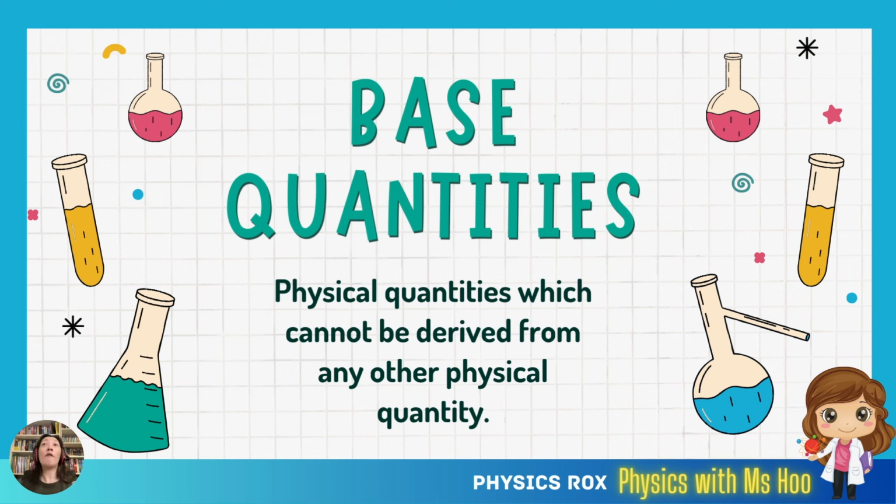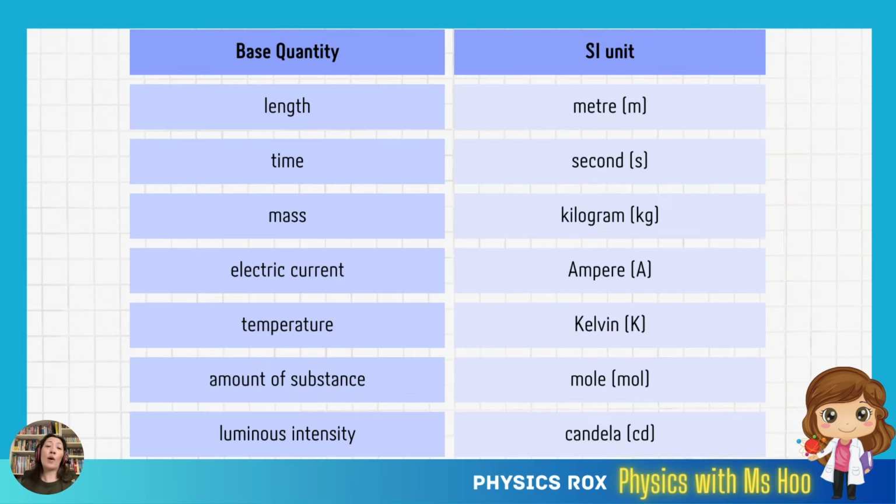world. Of all the thousands and thousands of physical quantities that exist in this world, there are only 7 base quantities. Do you need to remember this list? If you're a physics student, then yes, you do. These are the 7 base quantities and their corresponding SI units. There is length, which is measured with the SI unit of meters, time in seconds, mass, kilogram, electric current in ampere, temperature in Kelvin, amount of substance in mole, and luminous intensity in candela.